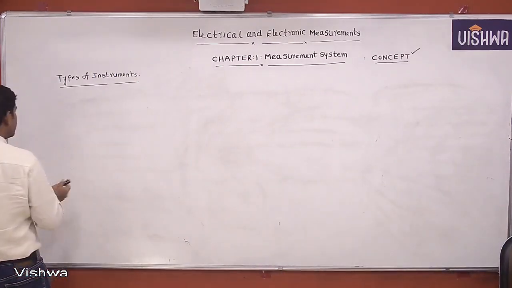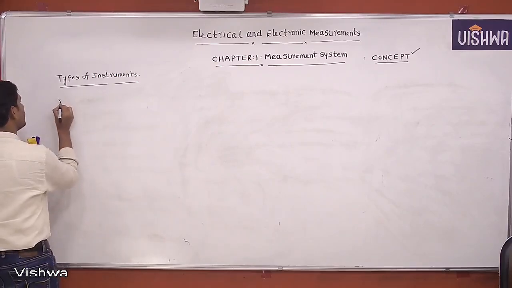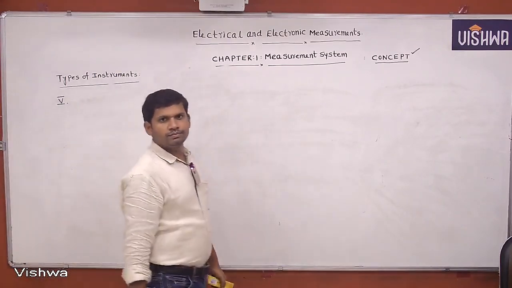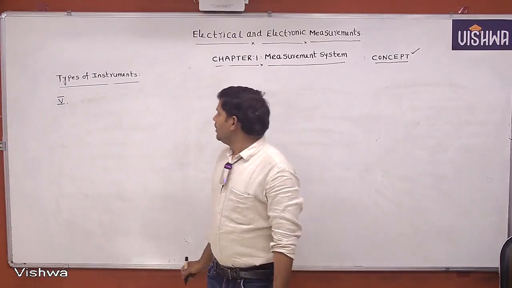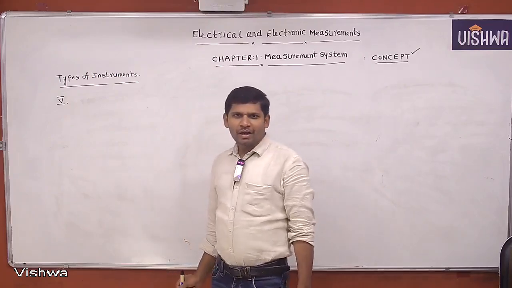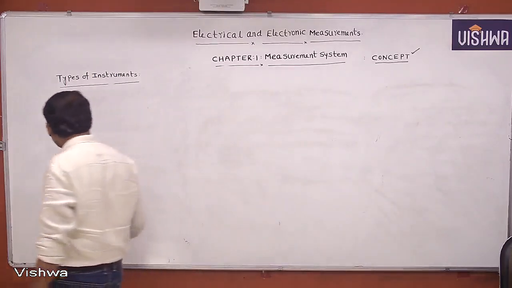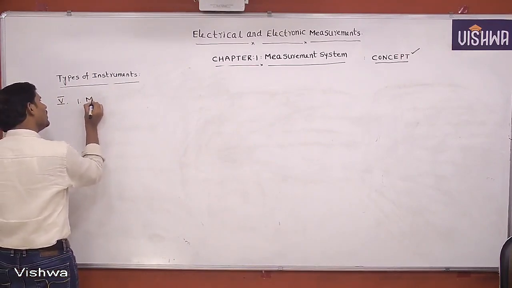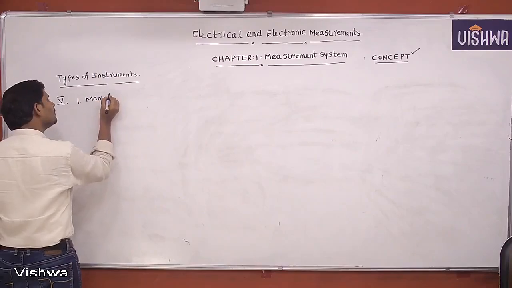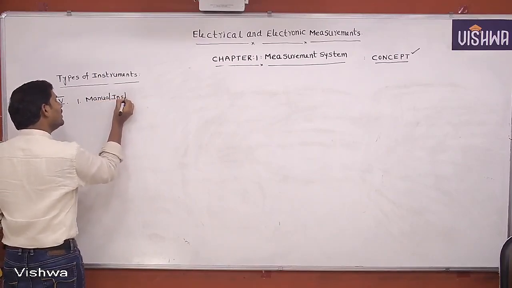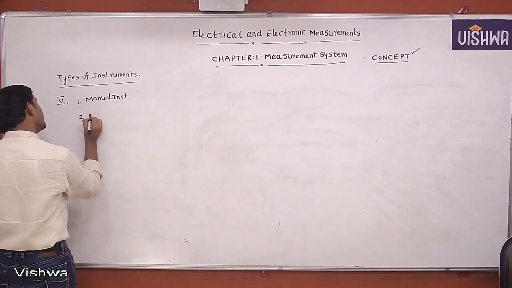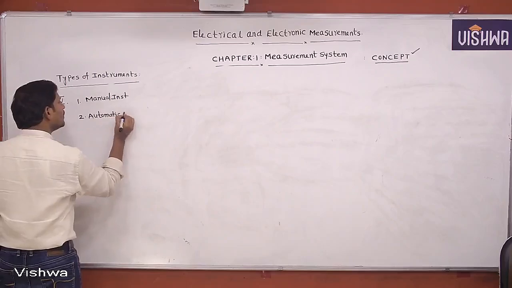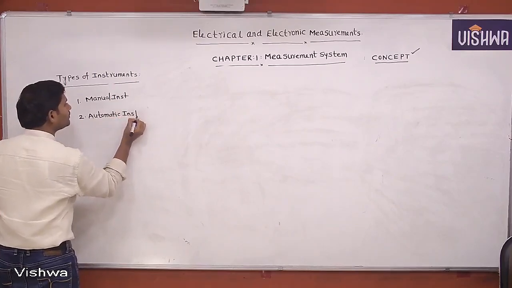The fifth classification of instruments is manual instruments and automatic instruments. One is manual instruments and another one is automatic instruments. This is the fifth classification.